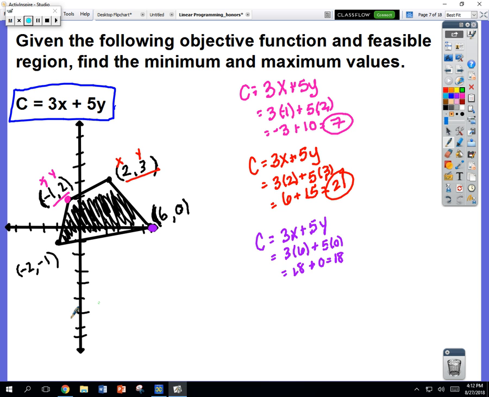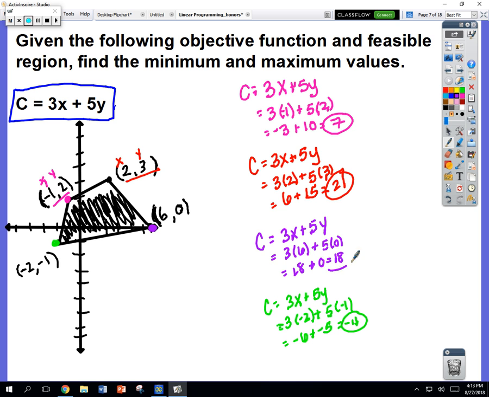And now this last one here, same function. This time x is -2 and y is -1. So I get -6 plus -5, which gives me -11.